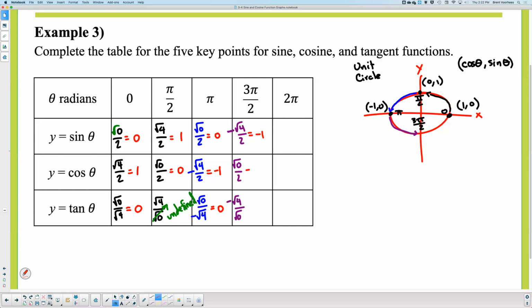-1. What about here? 0. And so do I do an equal sign? No. We're going to call that undefined. And again, I could plot this point. 0 for the x, -1 for the y. To go all the way around to finish our wrap, if I go all the way around, how many radians go there? This is 2 pi.